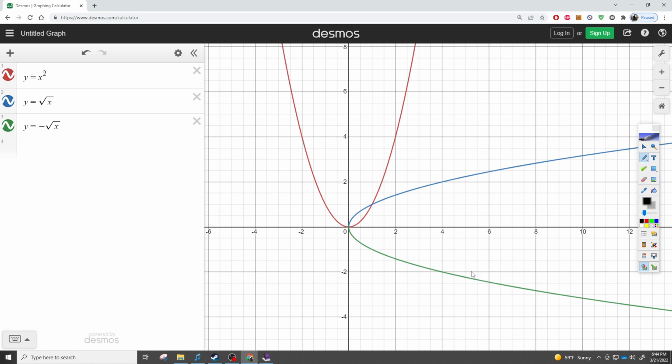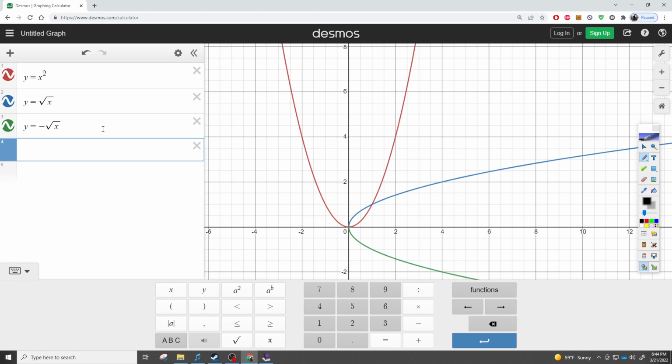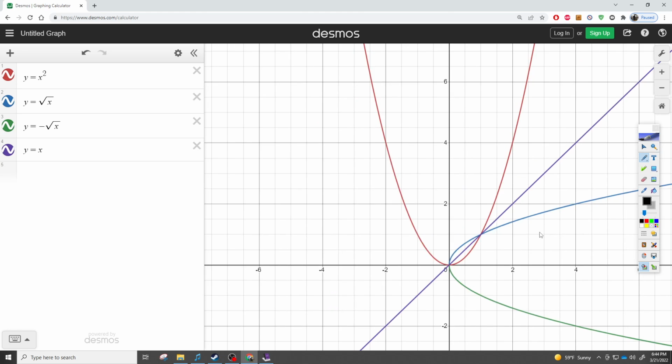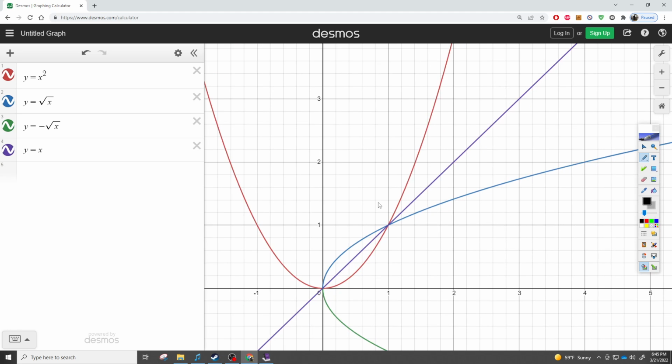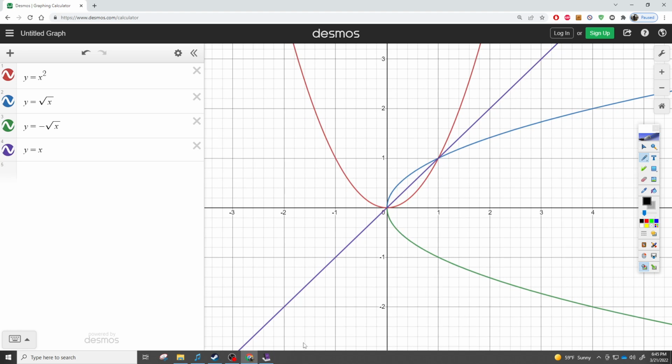So if we include both of these, we get the inverse. If you draw a line straight through this diagonal, it would be the same on both sides. So let me show you that too. Y equals x. There's the purple line, as you can see. If you cut it right there, it looks the same on both sides. The red and the blue are the same on both sides. That would make them inverses.